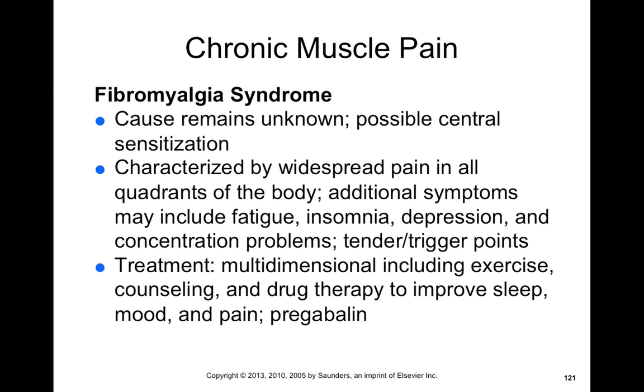Fibromyalgia is a chronic muscle pain syndrome whose etiology is unknown, and it's possibly due to central sensitization from prior infection or trauma. It's characterized by widespread pain in all quadrants, and symptoms can include things like fatigue, insomnia, depression, as well as concentration problems from that pain. There are tender and trigger points as well, but it's treated through things like exercise, counseling, and drug therapy, improving sleep, mood, and pain, as well as a drug called pregabalin. And all these can actually help reduce the pain that's associated with fibromyalgia syndrome.